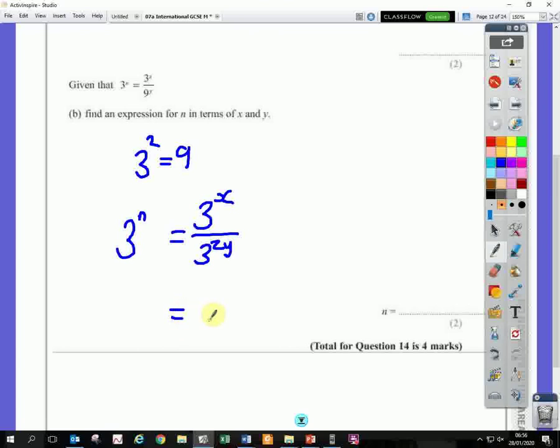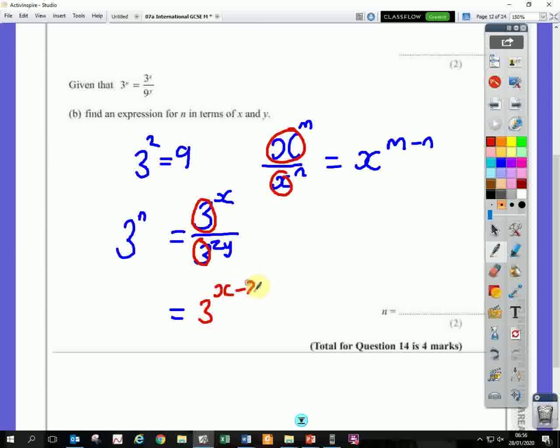There is a law of indices that says x to the power m over x to the power n is equal to x to the power of m minus n. So if I apply that law here, it only works when the base number is the same. So this is an x, and this is an x, and same here, this is 3, and this is 3, so I can use this rule now. So it's going to end up as 3 to the power of x minus 2y. And on the left hand side, that's equal to 3 to the power of n.